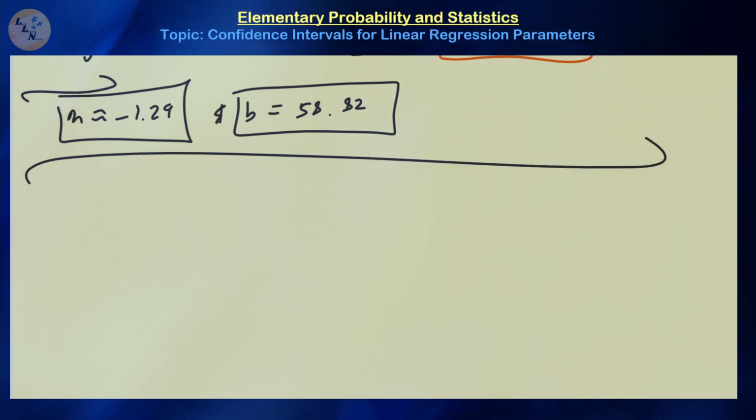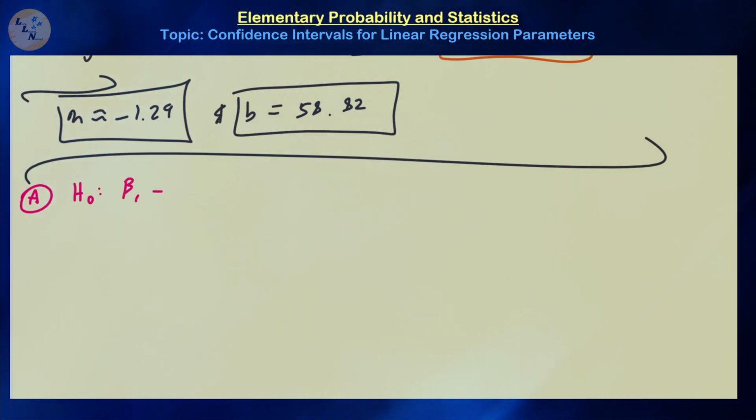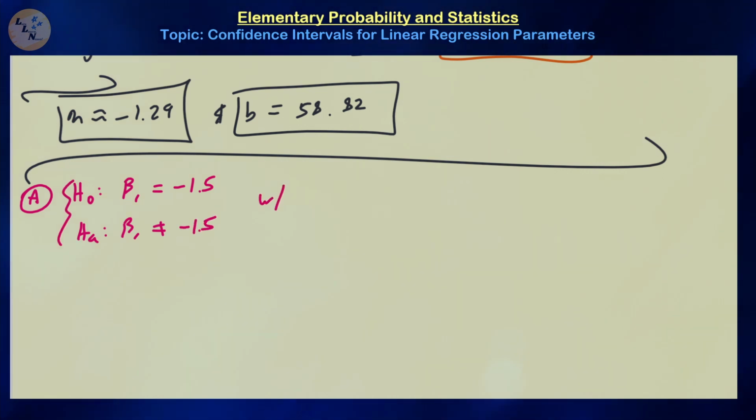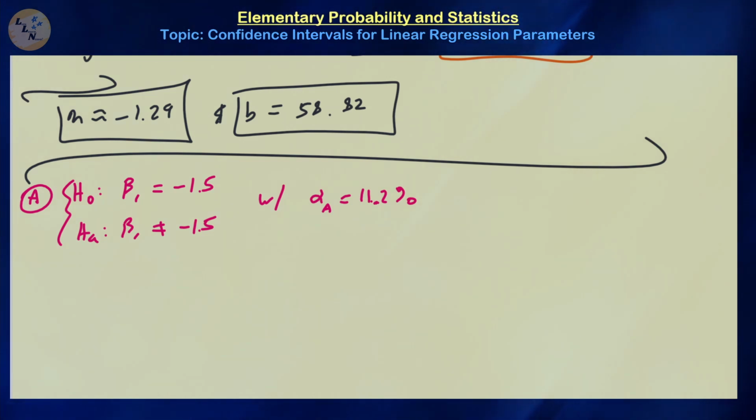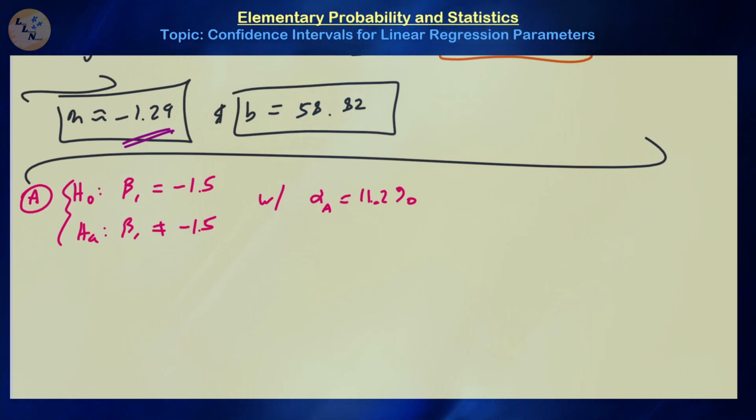Now let us state a couple of hypothesis tests that we want to choose. So firstly, let's assume that somebody claims that the slope of the line of best fit for the population is equal to negative 1.5. And let's do an alternative that beta 1 is not equal to negative 1.5. And let's assume we want to be testing this with an alpha value, let's call it alpha A, equal to 11.2%. So one can ask, well, is negative 1.29 close to negative 1.5, or is it significantly far from it? If it is significantly far, we will reject this claim.